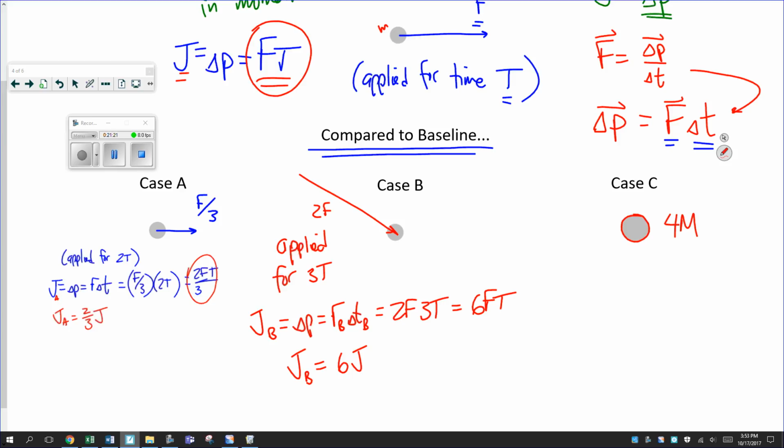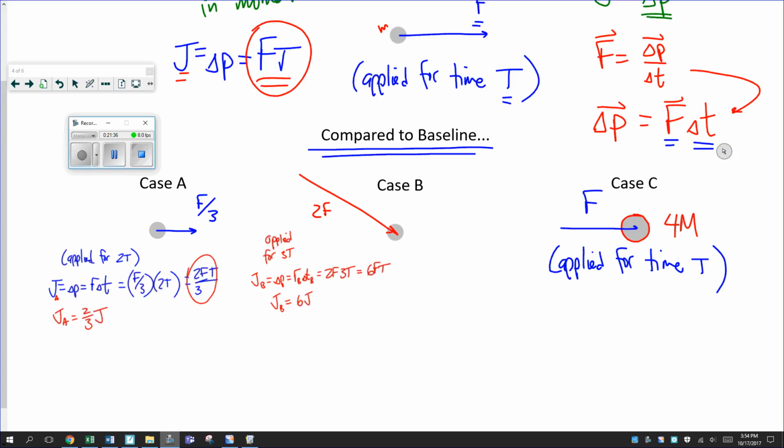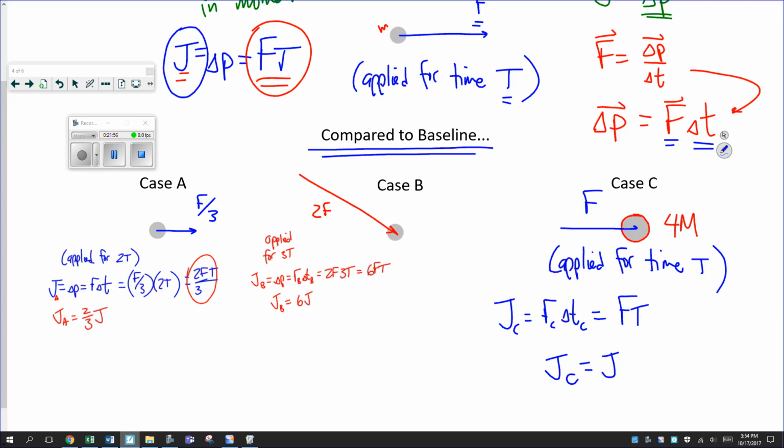So we got this 4M thing, right? But let's apply a force F for time T. Well, how much does this object's momentum change? Well, J in C is F in C times delta T in C. Well, that's F times T. So J in C is the same as our baseline J. These things have the same change in momentum.